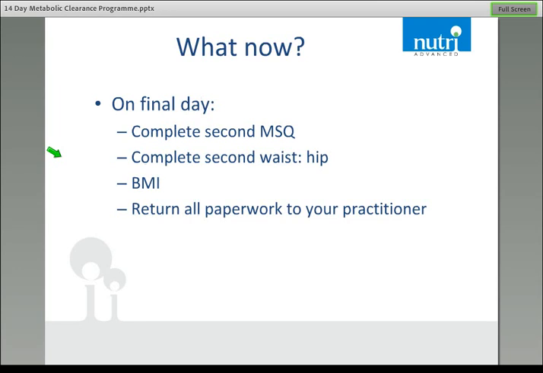So what now? As your metabolic detox draws towards an end, on the final day, complete your second MSQ, your medical symptoms questionnaire, complete your second waist to hip ratio, and complete your second BMI by doing your weight again, and return all of your paperwork to your practitioner. I'm sure they'll sit down with you and explain and help you to interpret the results that they've got in front of them.